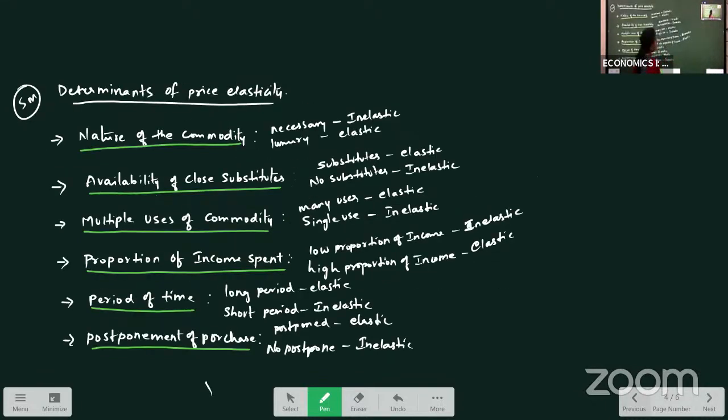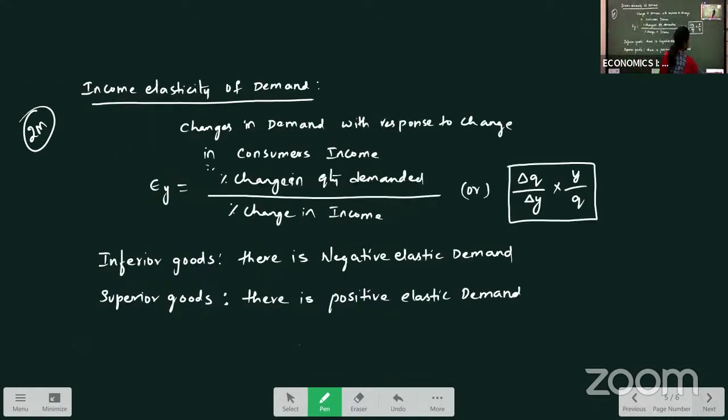And these determinants of price elasticity of demand will be for your 5 marks. Income elasticity for your 2 marks: just write down these points and the formula. This is enough for your 2 marks.